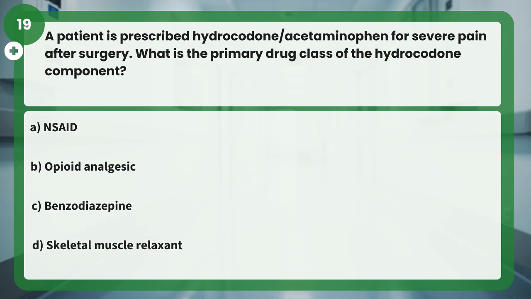Question 19. A patient is prescribed hydrocodone/acetaminophen for severe pain after surgery. What is the primary drug class of the hydrocodone component? A. NSAID. B. Opioid analgesic. C. Benzodiazepine. D. Skeletal muscle relaxant.